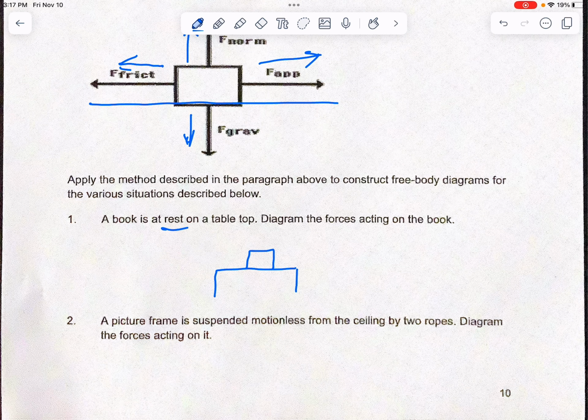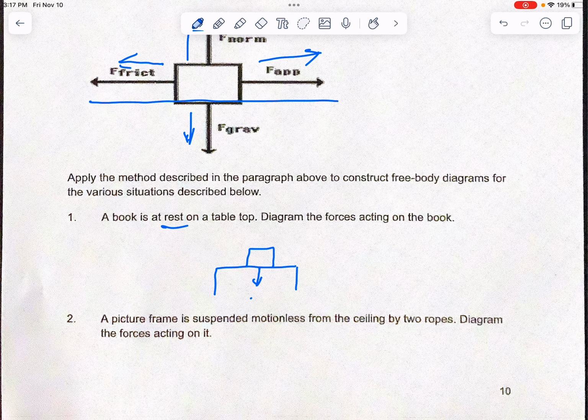Now, what is happening is gravity is pulling that book down, so you do have an FG. And since it's sitting on a surface, that is also going to have an FN acting right back in the opposite direction. So that table is actually pushing back against that book. That's called your normal force. That's all you had to draw. There was no applied force, no frictional force.